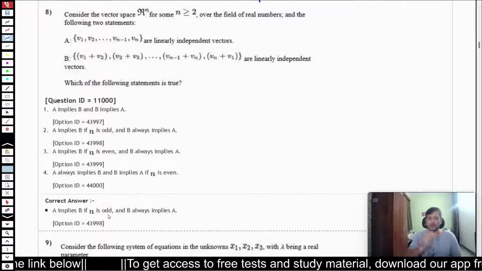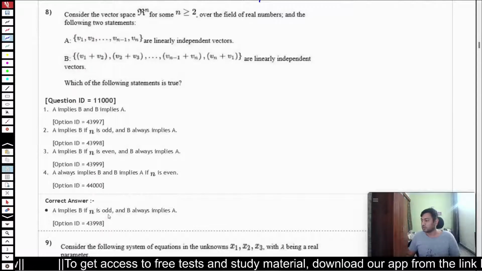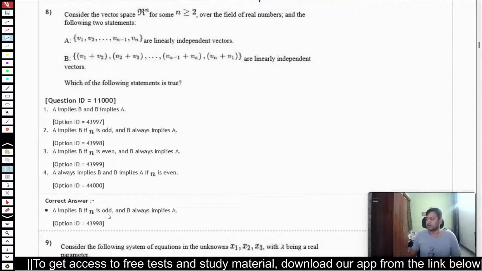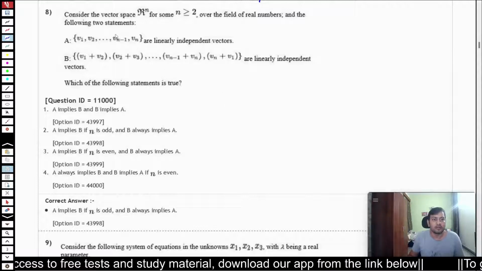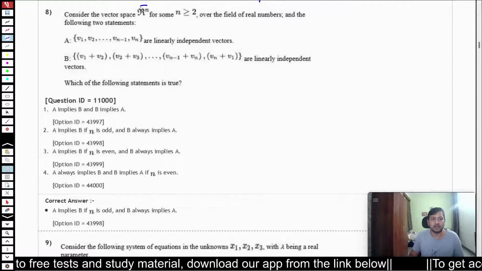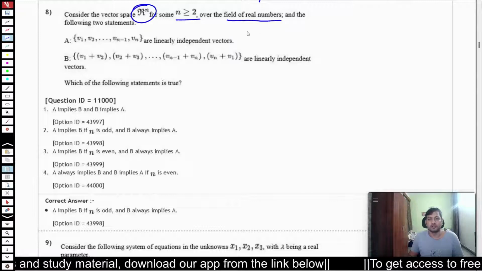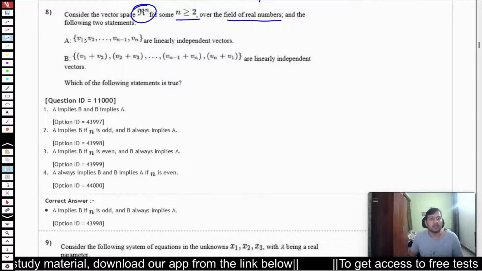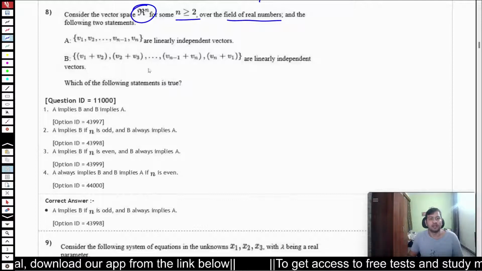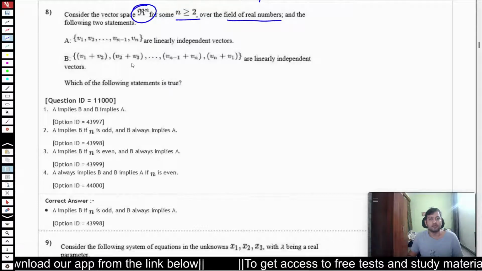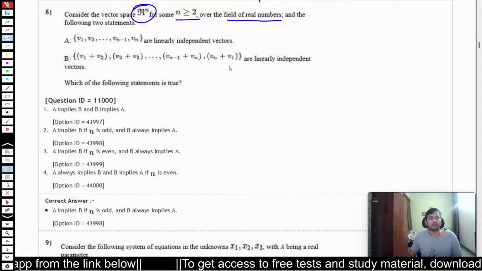Okay, now let's move to question number 8. In question number 8, we have a vector space R to the power n for some n greater than or equal to 2 over the field of real numbers and the following two statements. Statement A: if v1, v2 up to vn are linearly independent, then v1 plus v2, v2 plus v3 and so on, and vn plus v1 are linearly independent vectors.